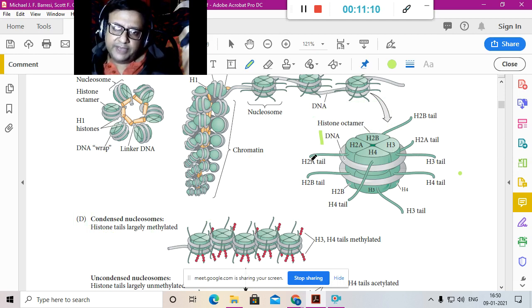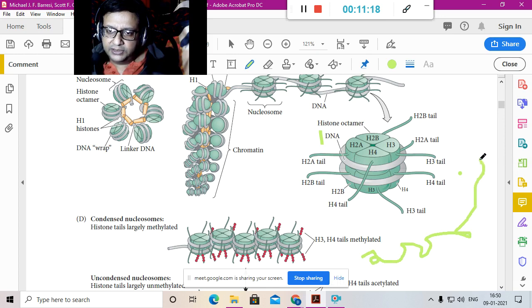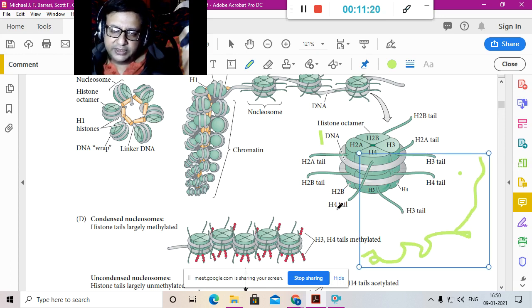And you of course have the H2A tail, H2B tail, H4 tail, H3, because the protein, say this is a histone, it's folded into this structure, and you have this region, the C terminal region, is the tail, and the N terminal region is the head of the protein. So you have the tails of all the octamers.